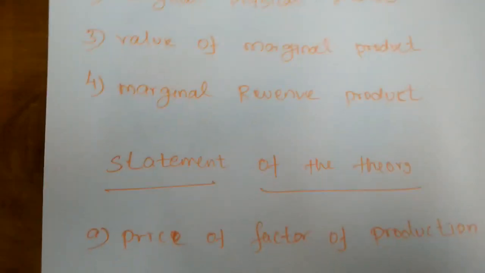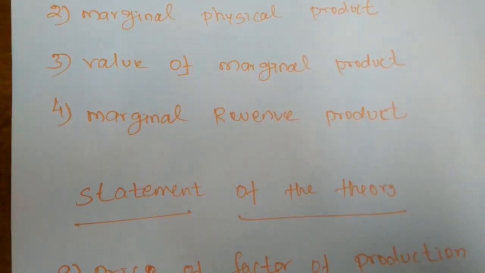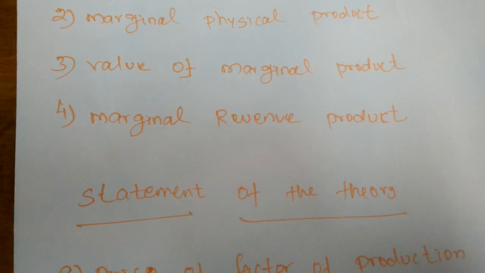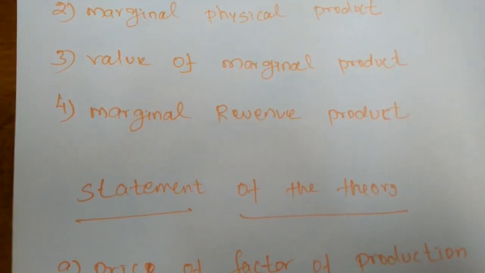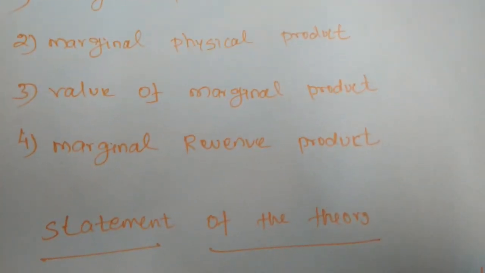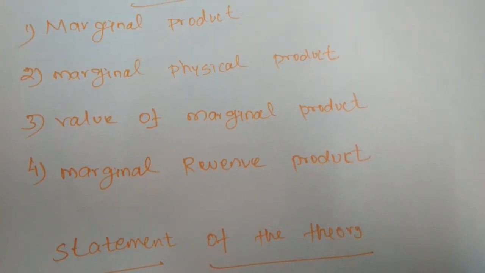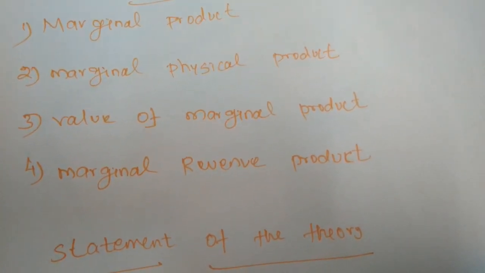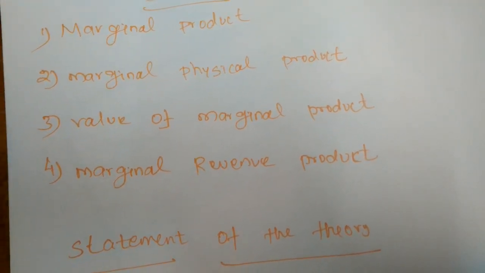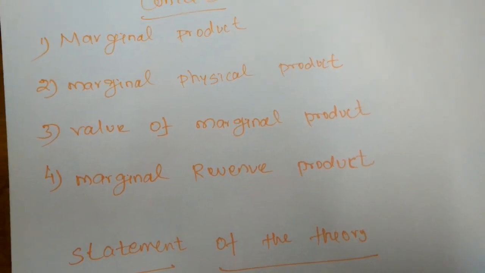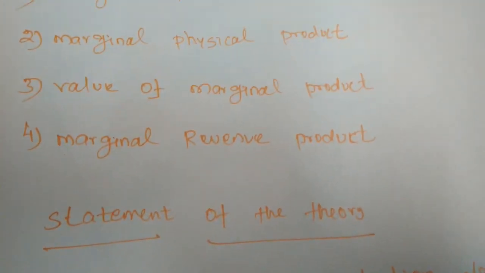Next, marginal revenue product. The marginal revenue product of a factor is the increment in the total revenue obtained by the employment of an additional unit of that factor. So when we are arranging the last unit of labor, and he is also producing some units of commodities, because of that, how much the income or the revenue is increased. The increased revenue is called the marginal revenue.